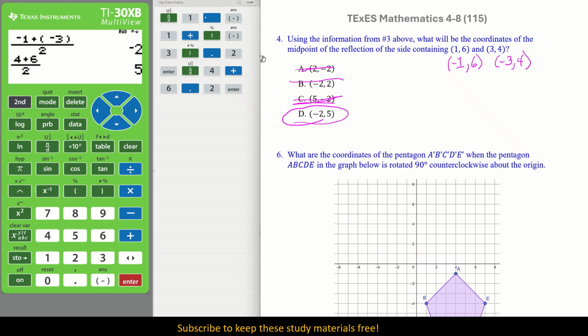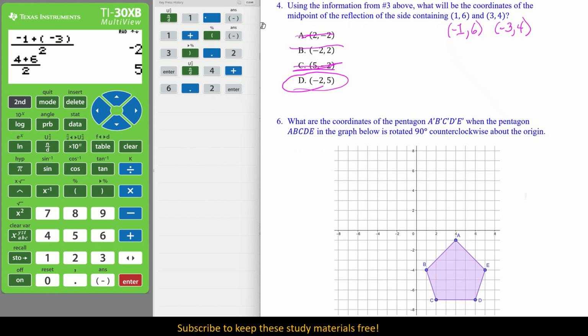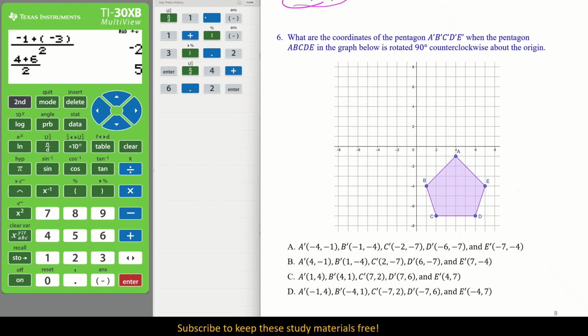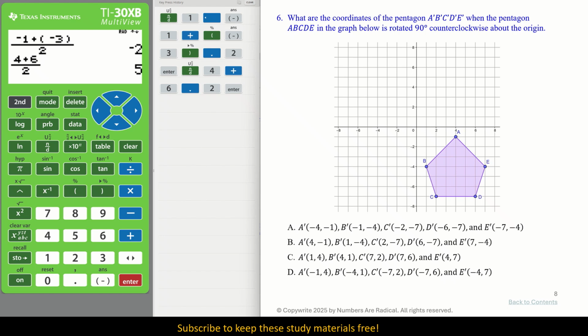I'll get rid of this so we can deal with number 6. Okay, let me go up so we can see what we're working with here. Okay, what are the coordinates of pentagon A prime, B prime, C prime, D prime, E prime, when the pentagon ABCDE in the graph below is rotated 90 degrees counterclockwise about the origin, okay? This is the same image we had before, but that's the image we were reflecting. Now we're rotating counterclockwise 90 degrees. Well, that's not going to be really tough to do if you think about it, okay?